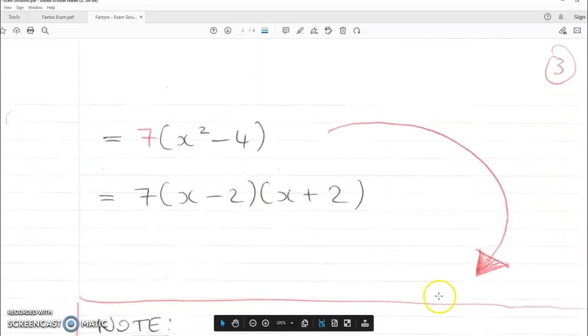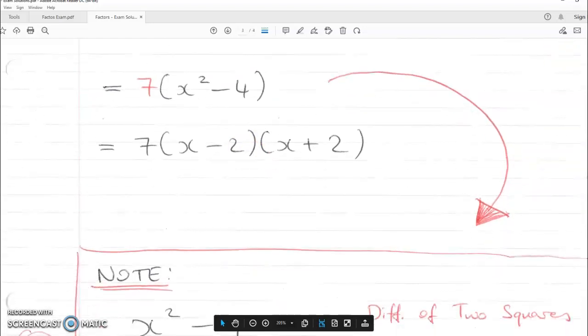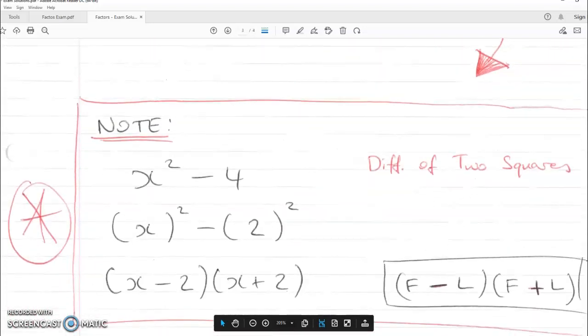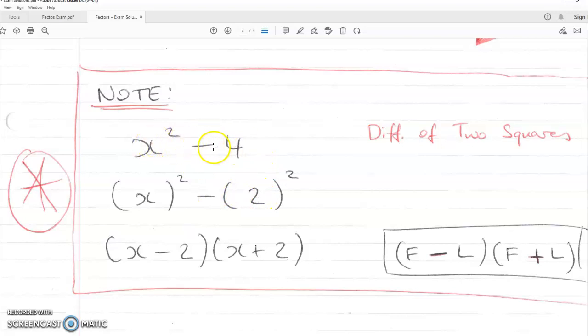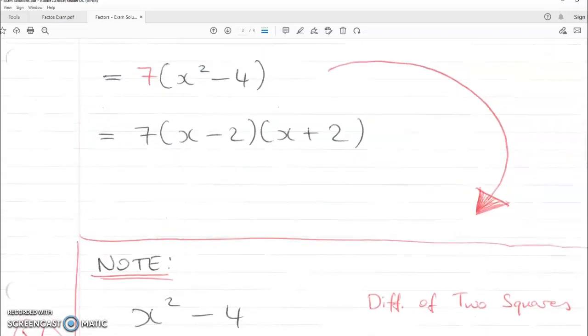So if you look at the x squared minus 4 part, the square root of x squared is x, the square root of 4 is 2, and now that has turned that into a difference of two squares, the minus being the difference. So x squared is x squared, and 2 squared is 4. So the difference of two squares, which is our first minus last, first plus last, giving us x minus 2, x plus 2, and we have to go and put that back up here.